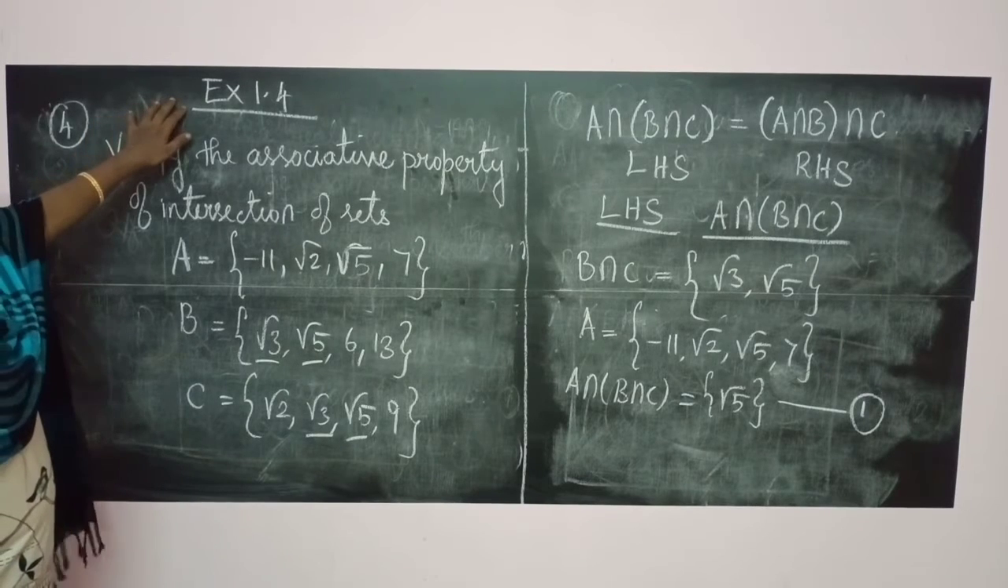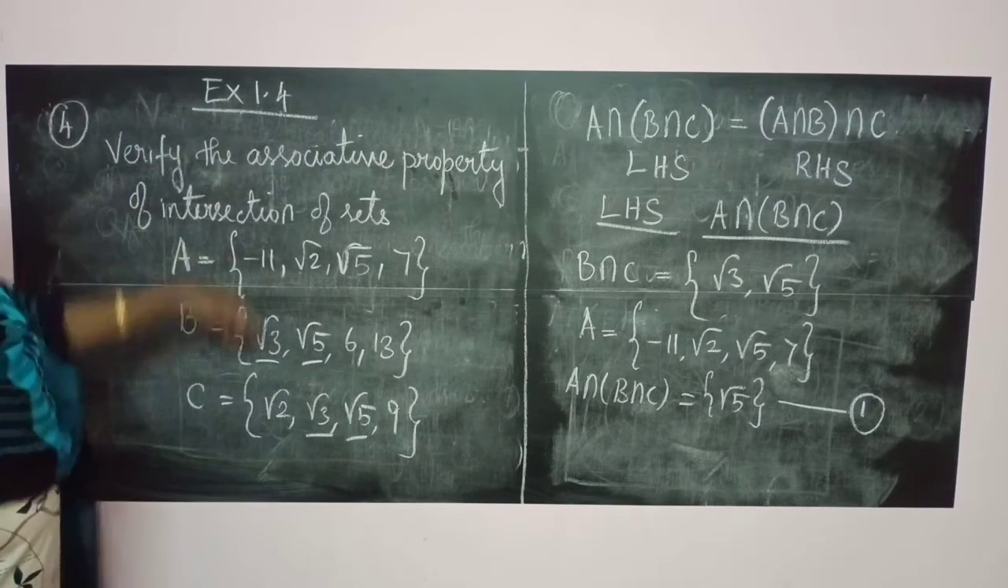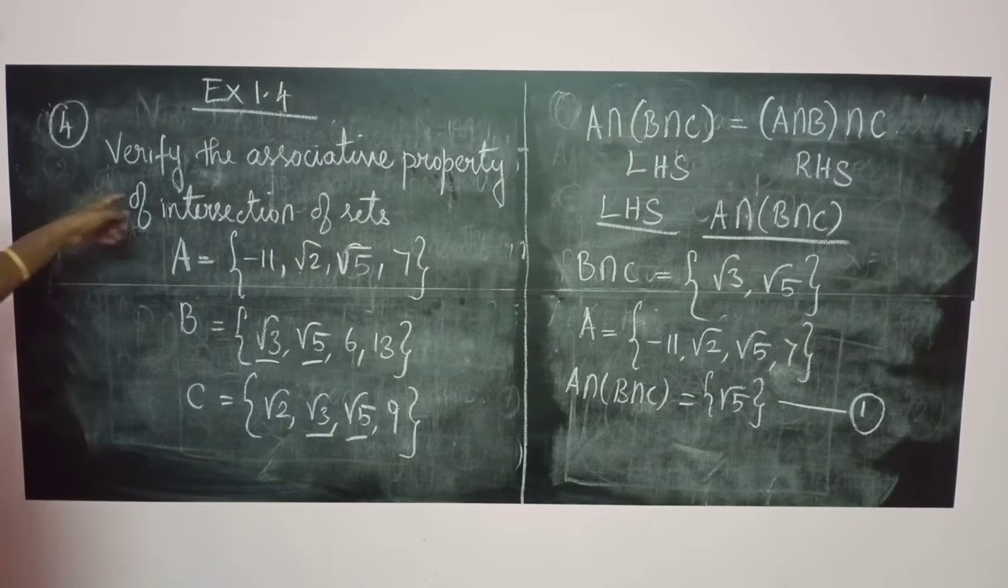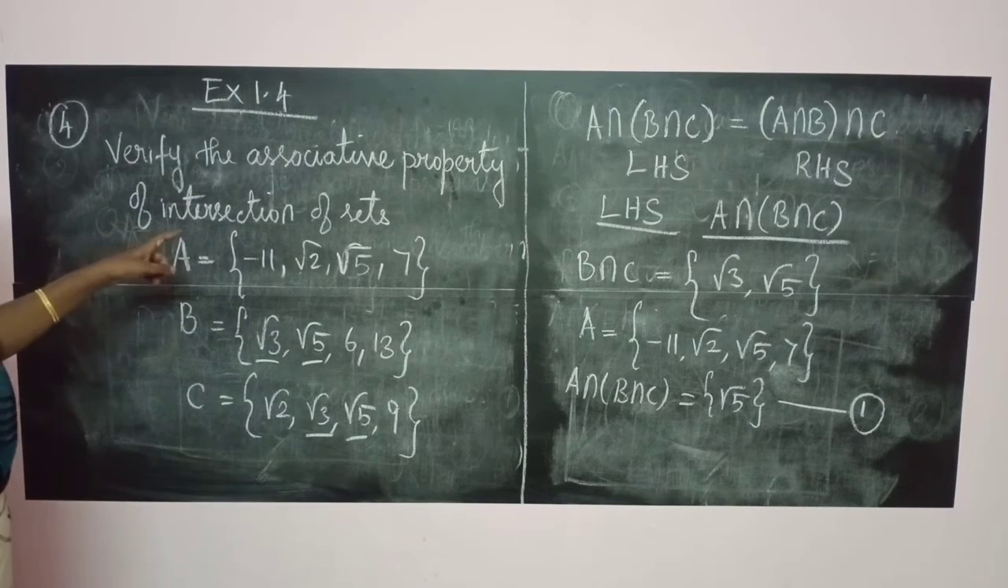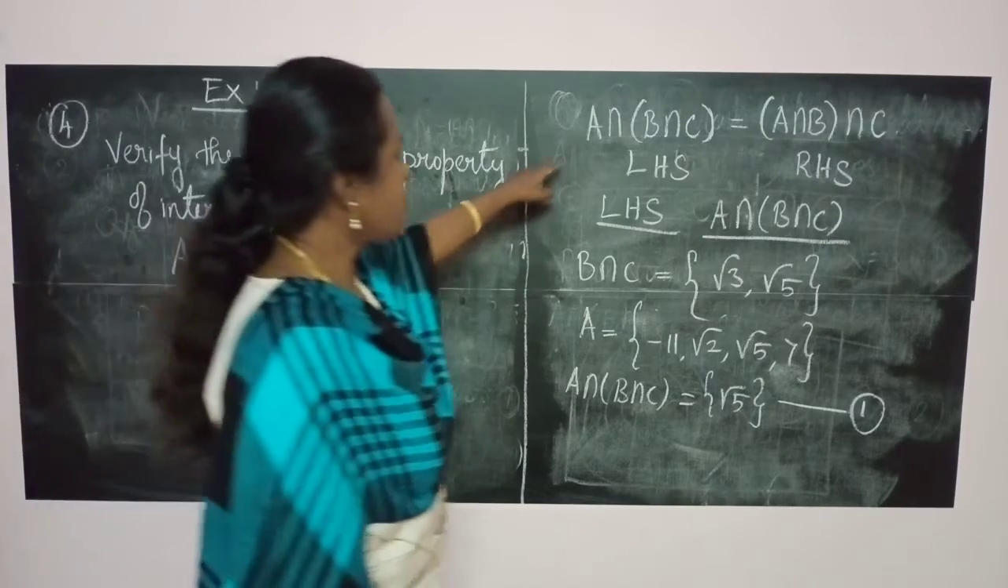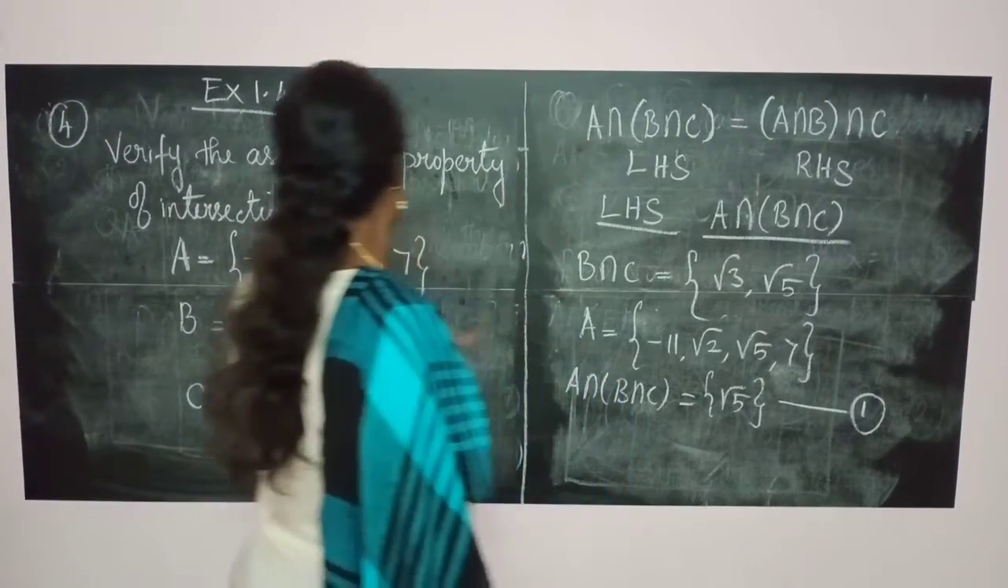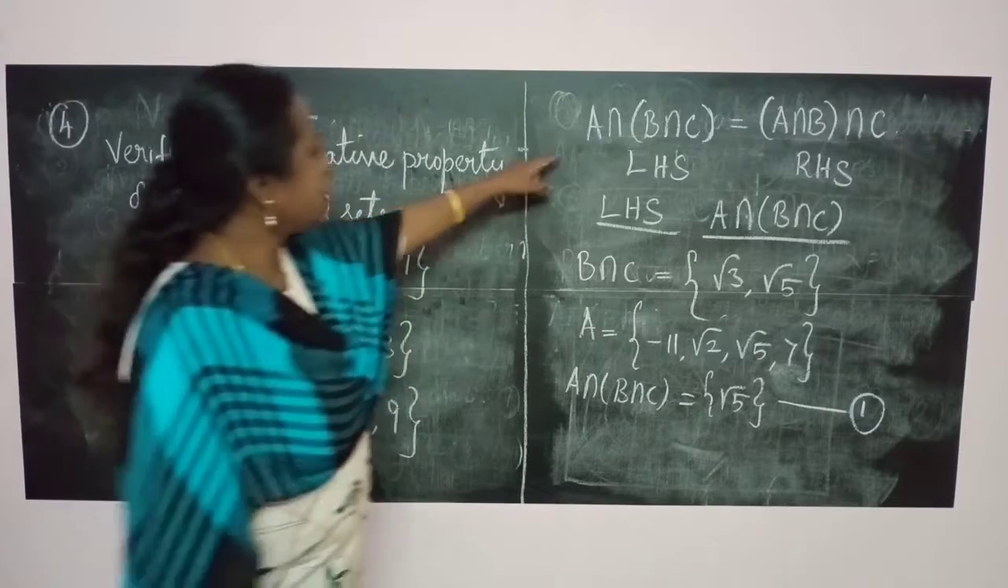Okay, now let us see the fourth problem in exercise 1.4. Verify the associative property of intersection of sets. They have asked to check intersection alone. What is the expression for intersection? That is what I have written here.